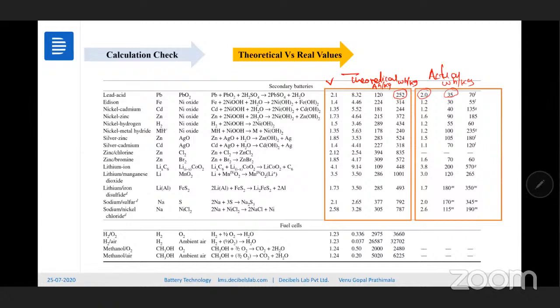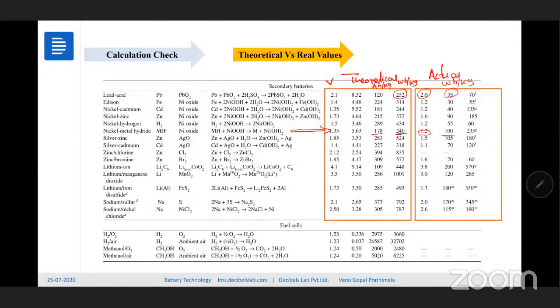And similarly, if you look into the nickel metal hydride, it is somewhere over here. We got the same values of cell voltage of 1.35, ampere per kg is 178 and watt hour per kg is 240. But in the real case scenario, the voltage has decreased to 1.2, and the watt hour per kg is 100. It has to be 240, but it has decreased to 100. So a total of 140 watt hour per kg has been lost.